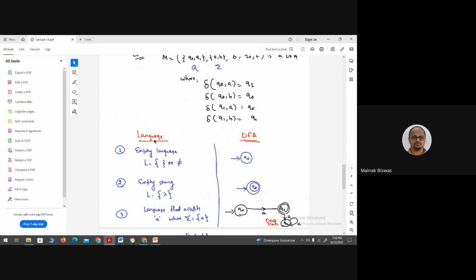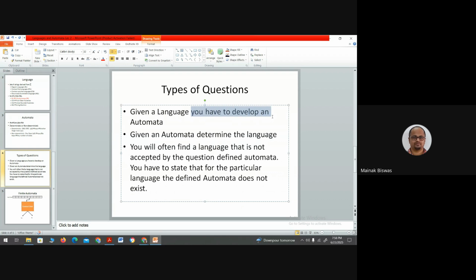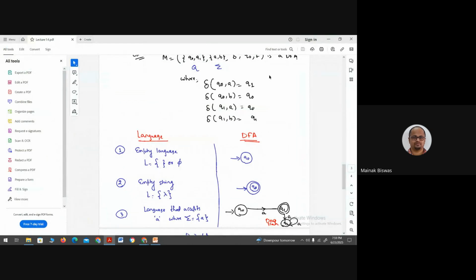Now, let us say we are given a language and we have to design a DFA. This falls into the first kind of questions: given a language, you have to develop an automata. This applies to all kinds of languages: regular languages, context-free languages, and context-sensitive languages. You do not have to study LBA. Then we can go for Turing machines. So these three we will be studying.